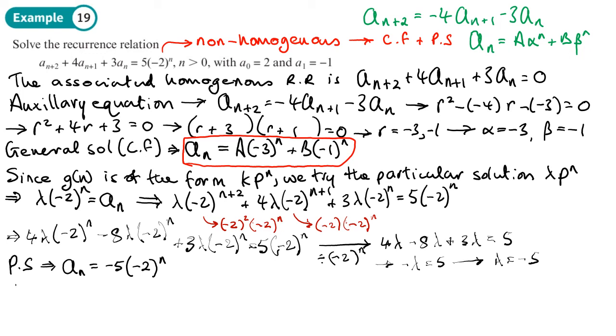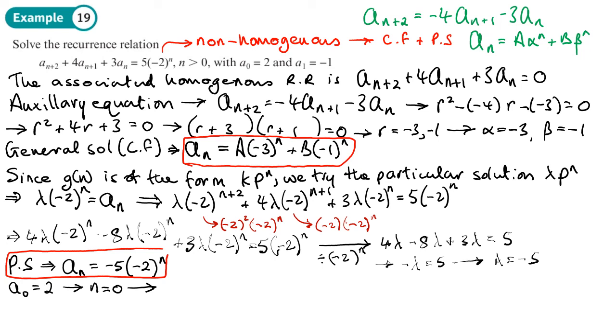Now we use the initial conditions to work out the value of the constants. So we'll start with a_0 equals 2, which means that n is 0. So let's get that substituted into the general solution. So let's just highlight our particular solution there. So our general solution is going to be the complementary function plus the particular solution.